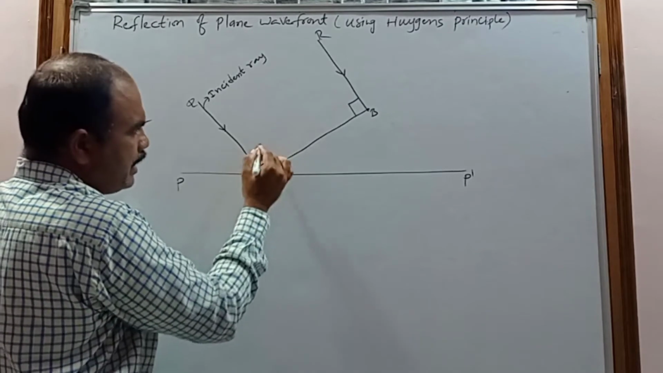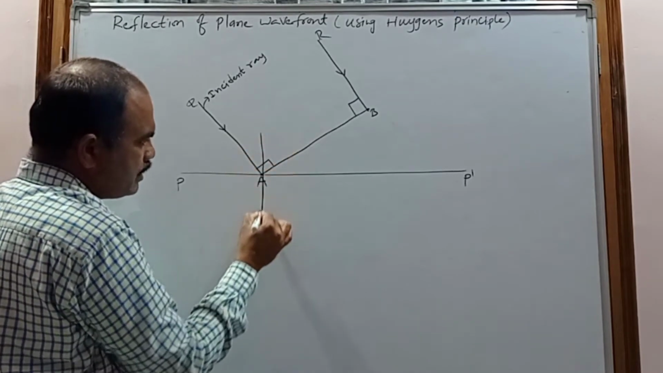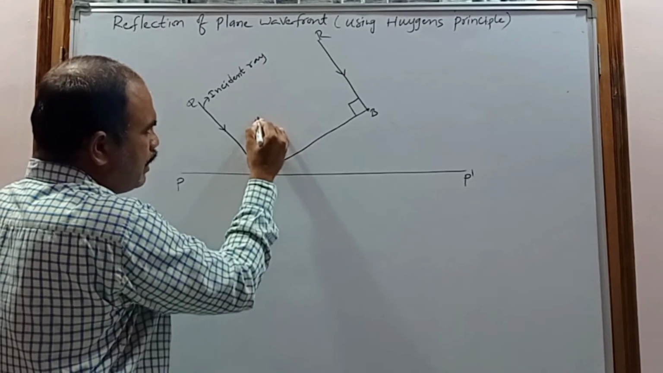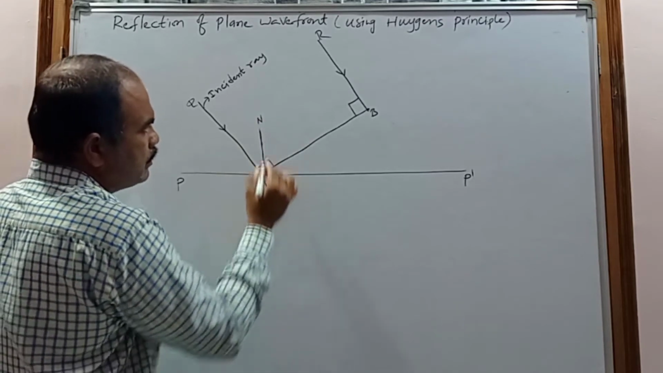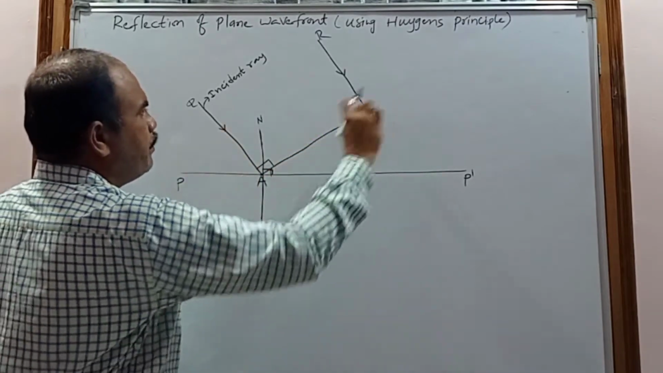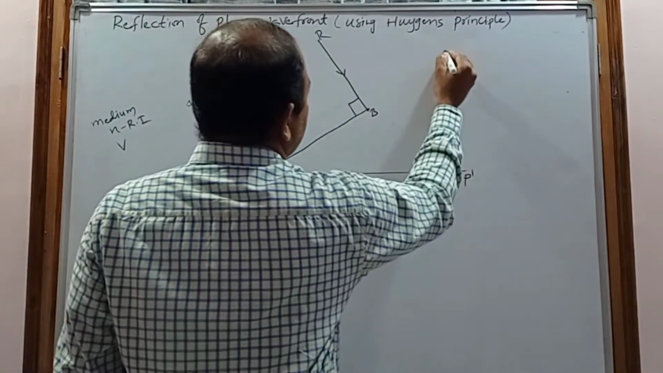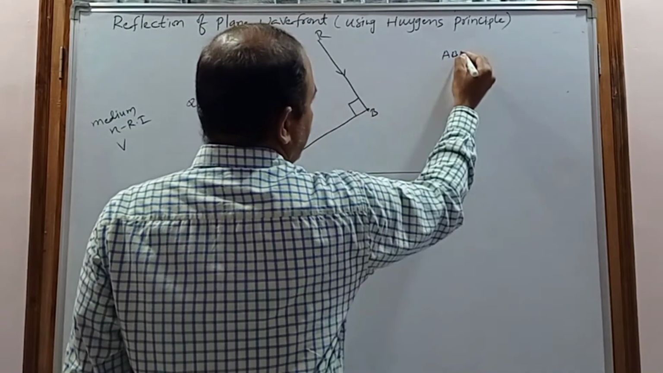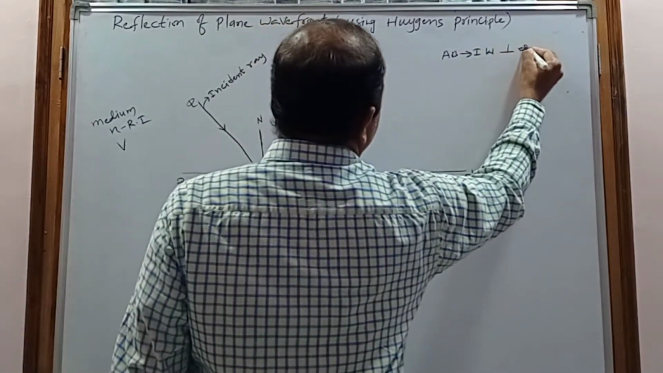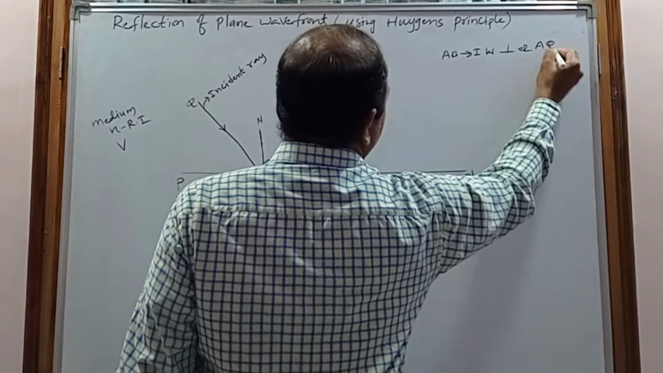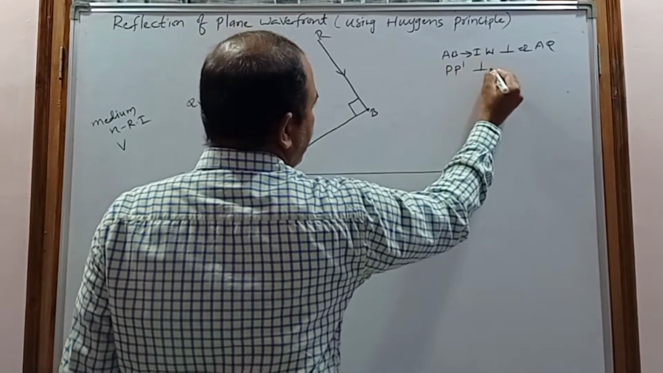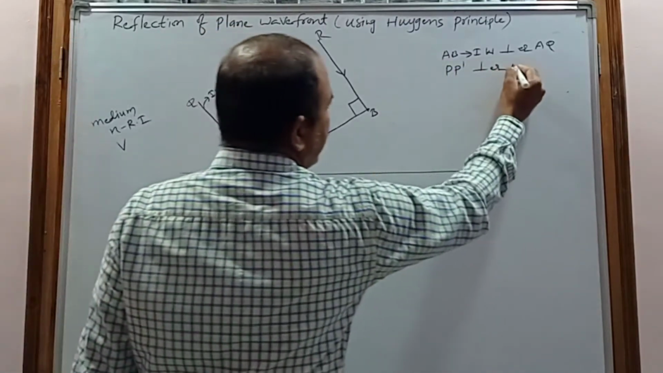Since this is an incident ray and this is the point of incidence, to find the angle of incidence I am drawing the normal. This is the normal drawn to the surface, and we name it n dash. N dash is perpendicular to P dash, and this incident ray is perpendicular to AB. So AB can be called the incident wavefront, and the incident wavefront is perpendicular to the incident ray, which is AQ. And the plane surface P dash is perpendicular to the normal, n dash.